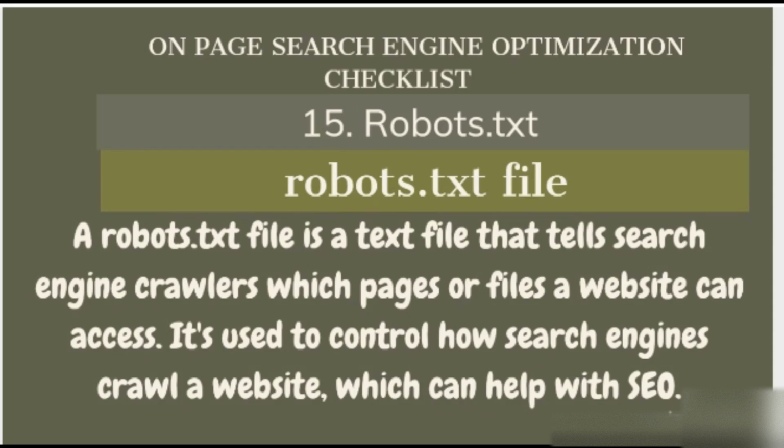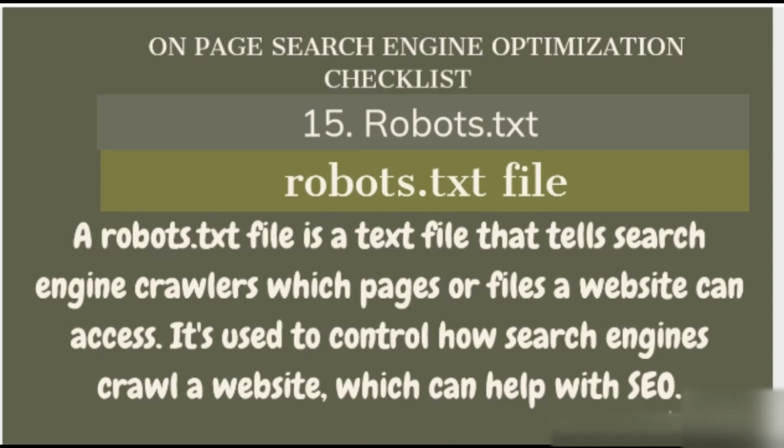Next is the robots.txt file. A robots.txt file is a text file that tells search engine crawlers which pages or files a website can access. It's used to control how search engines crawl a website, which can help with SEO.